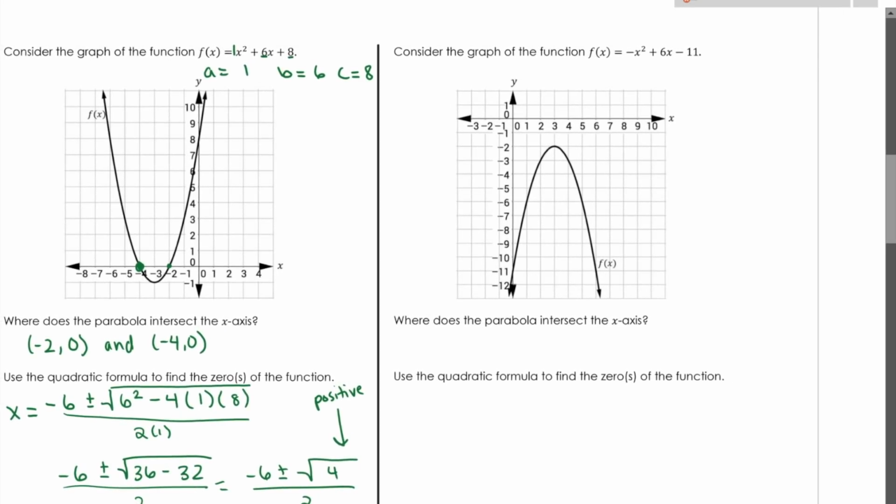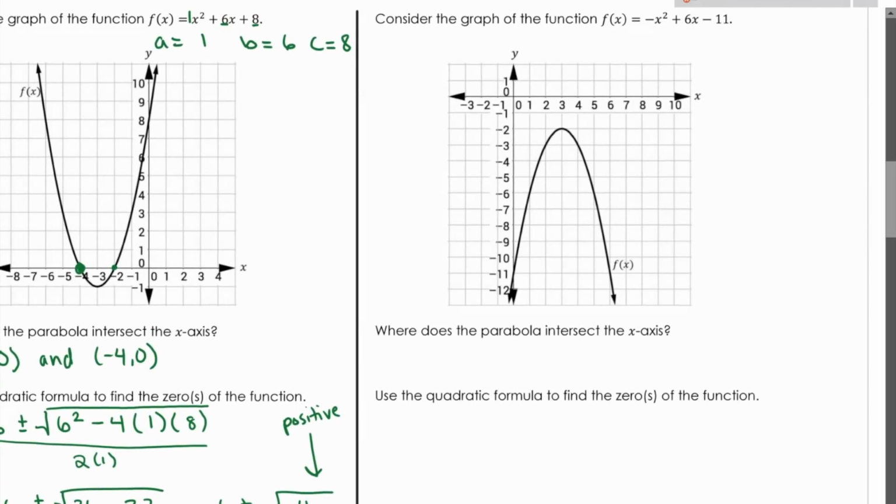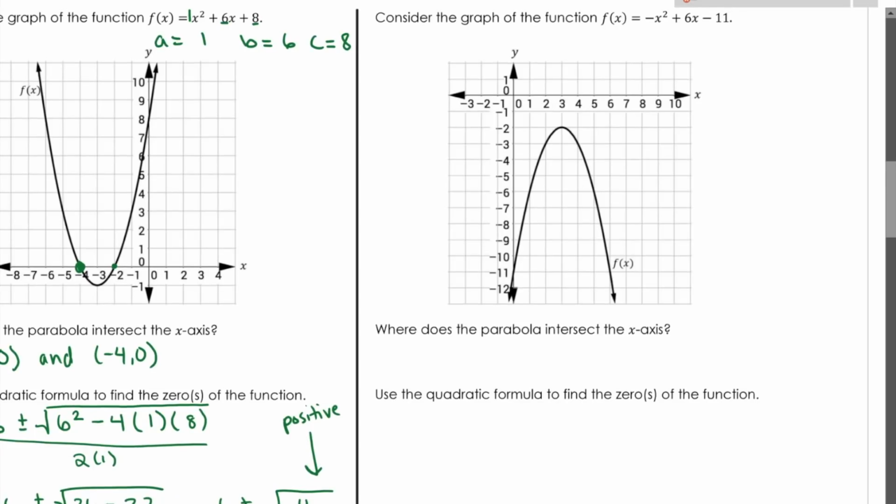Okay, consider the graph of -x squared plus 6x minus 11. First of all, where does the parabola intersect? Notice how it doesn't hit the x-axis. So, no x-intercept. Okay, let's identify my a in this problem is actually a -1, because notice there's a negative in the front. My b in this problem is a 6. And my c in this problem is a -11.